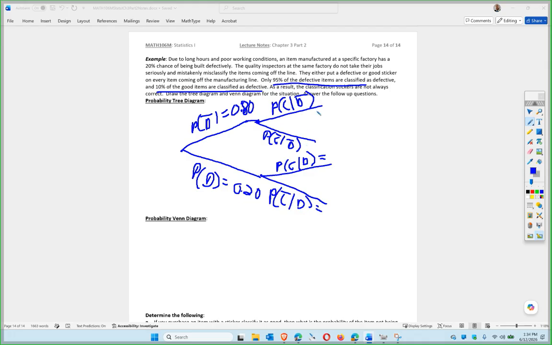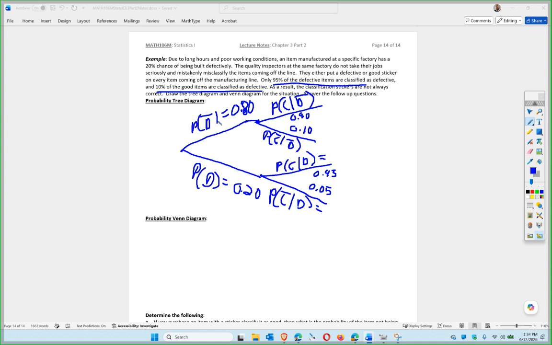Alright, so if I look at my numbers here, it says 95% of the defective items are classified as defective. That's what should happen. So defective items labeled correctly would be 95%. That's what should happen, which means 5% of the time those defective items are not labeled correctly. And it says 10% of the good items are classified as defective, which is not what should happen, right? So that means that's incorrectly labeled 10% of the time if they're good items, which means 90% of the time we're good, essentially, right? Alright, so I multiply through all these paths, I'll get the ands, and then they should add up to 1, which we'll do afterwards, essentially.